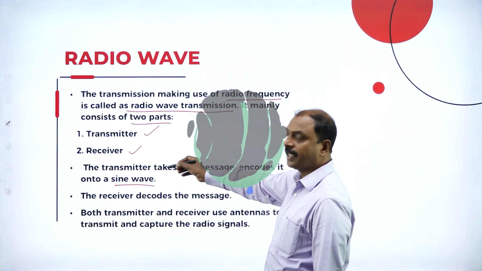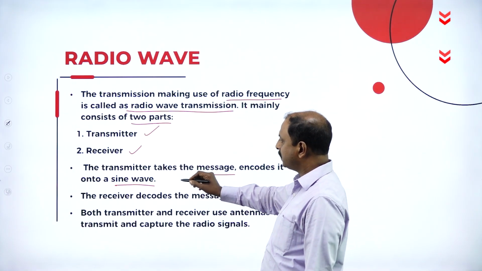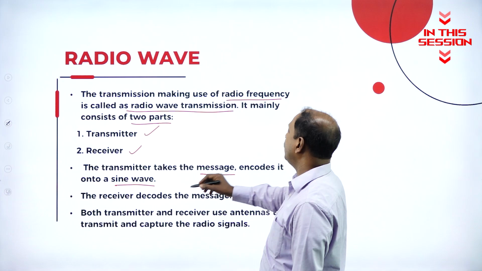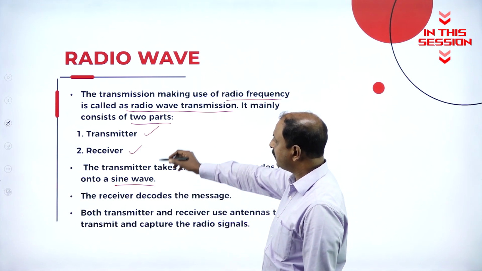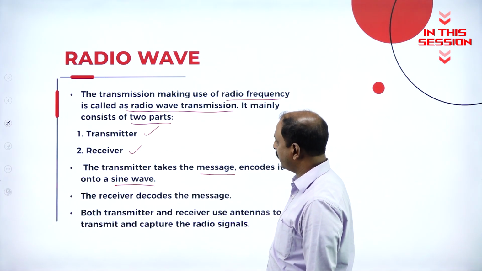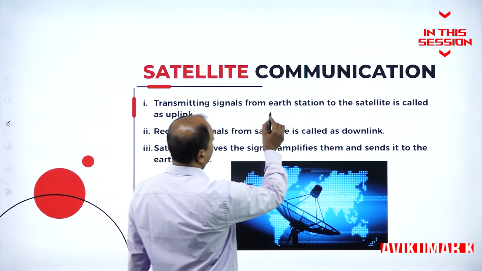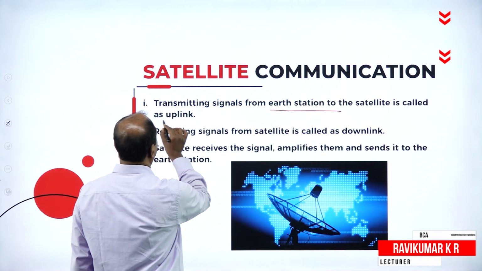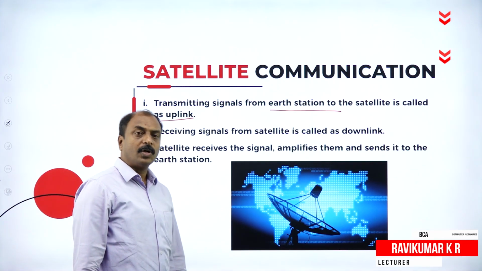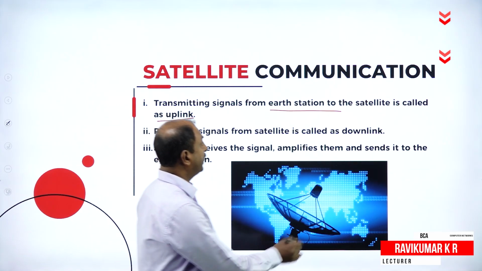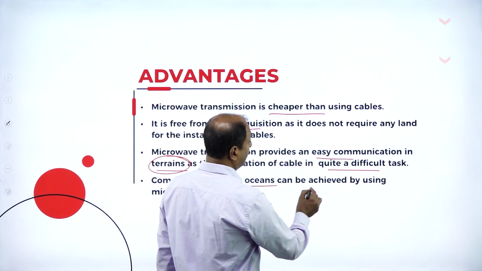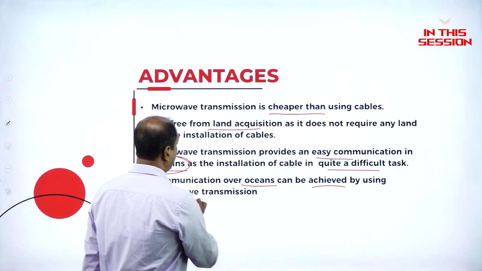The transmitter receives the signal messages from the user, encodes them and transfers them over radio wave transmission. Transmitting a signal from an Earth station to the satellite is called uplink, and there are two concepts here: one is uplink, the second one is downlink. Communication over the oceans can be achieved by using microwave transmission.